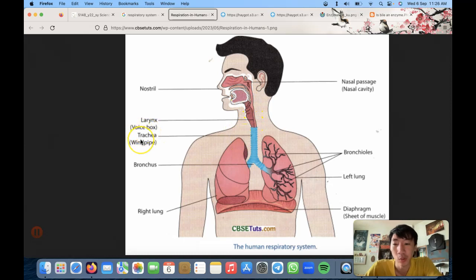In some textbooks they call it the trachea, but we can just call it the windpipe. So this is the windpipe. Then the windpipe will split into two, which are called your bronchi. Right, your bronchi over here. So there are two big bronchi. These bronchi will then split into bronchioles.